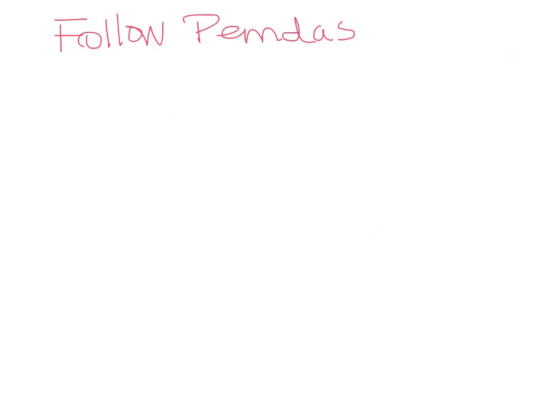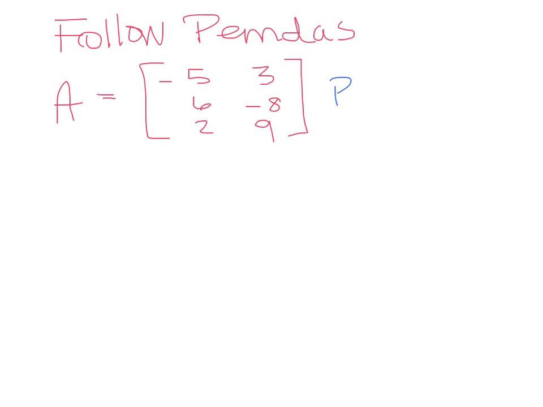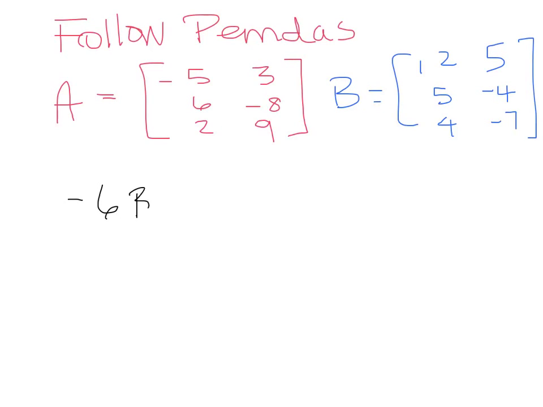I'll give you a couple of matrices. A is equal to negative 5, 6, and 2. We have 3, negative 8, and 9. Let me give you a second matrix, B, and that second matrix, 12, 5, 5, negative 4, 4, negative 7. And I'm going to ask you to find negative 6B plus 7A. So just be very careful, because of course if you make one little arithmetic mistake, it's going to show up all the way through. Okay, so let's check when we're done.